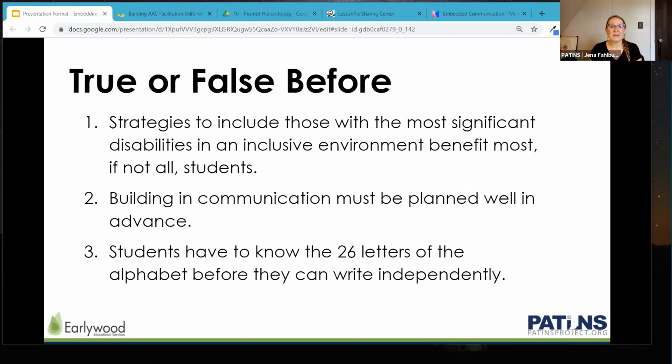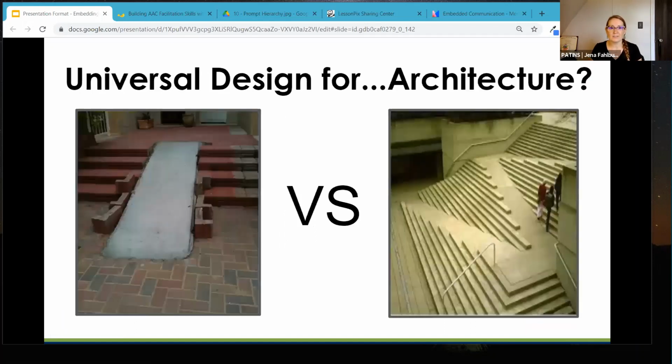All right, so let's see. We'll come back to those questions at the end to see if anything has shifted in your minds. All right, here we go. Rachel's on to universal design. Absolutely. So thanks, Jenna, for getting us started.